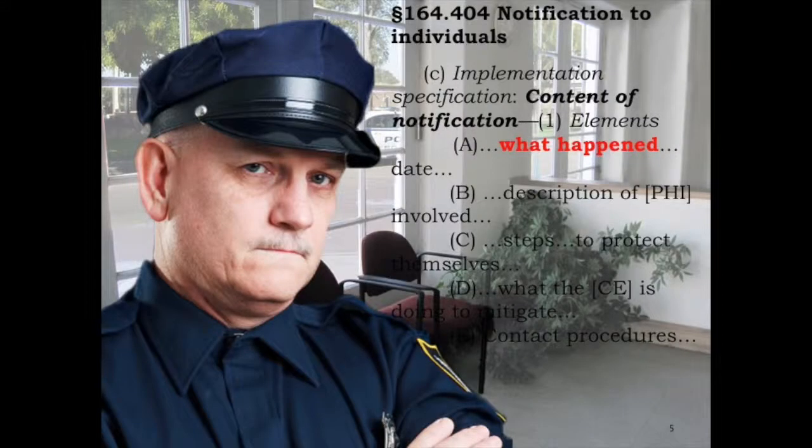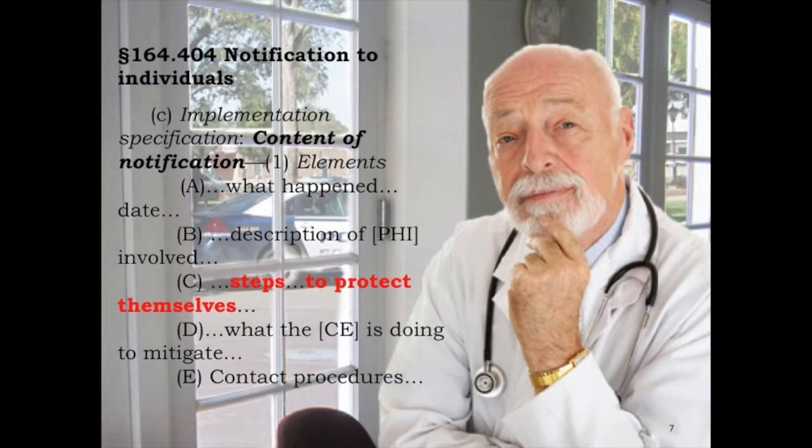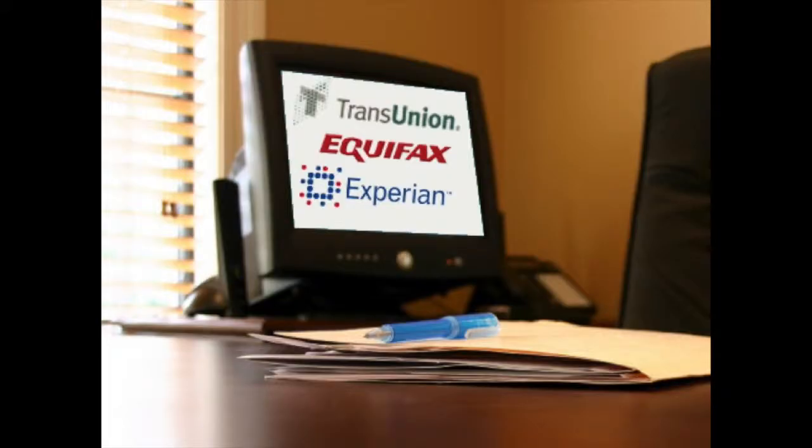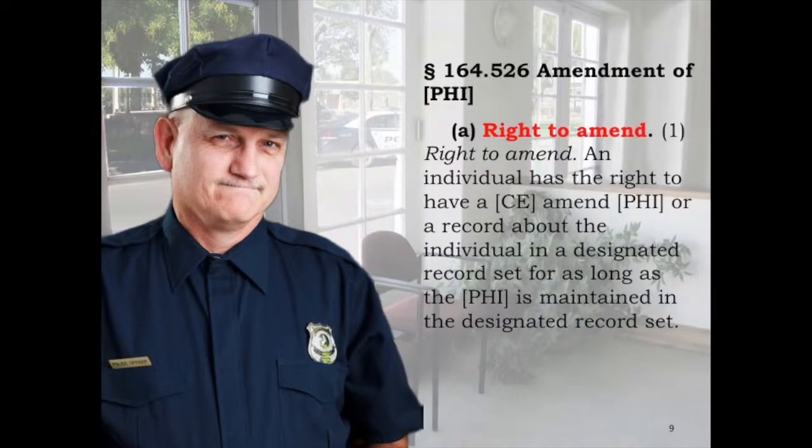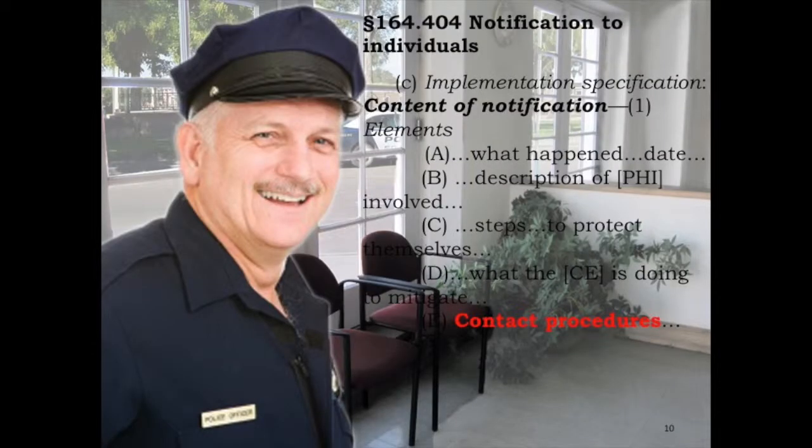Is the FBI going to tell us what to do? Yes, we'll give you a report of what happened and we can help you describe the PHI involved. What steps should our patients take to protect themselves? You should encourage them to monitor their credit reports. This will help prevent financial identity theft. And what should we do to mitigate the harm? You need to help patients review their medical records. If the fraudster's medical history is commingled with the patient's chart, you need to amend the patient's medical records and remove information that doesn't belong in the patient's chart. And don't forget to put contact information in your breach notification letter.